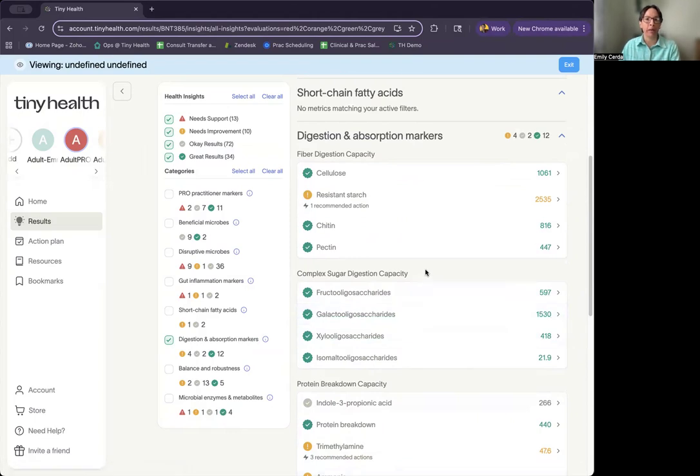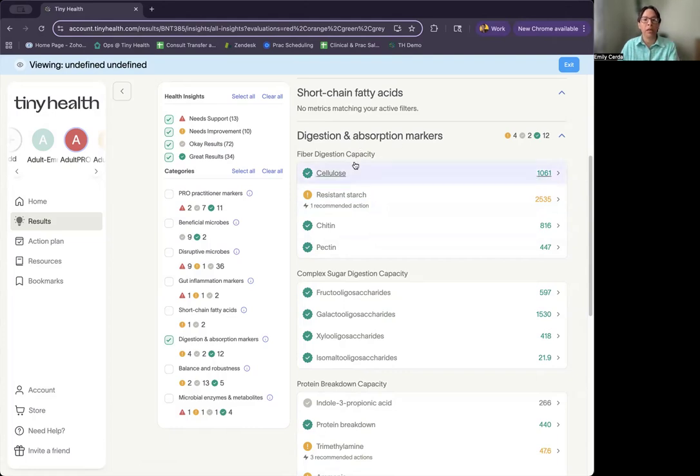So a common thread here is that we see the word capacity over and over again. And in Tiny Health shotgun testing, we're measuring DNA. So we're measuring who is in the microbiome, those are the microbes present, and we're also measuring what they're capable of. And those would be functions or proteins and enzymes that will code for certain gene functions of those microbes. So here, when you see the word capacity, we are looking at those functional metrics and we're looking at genes in the microbiome.